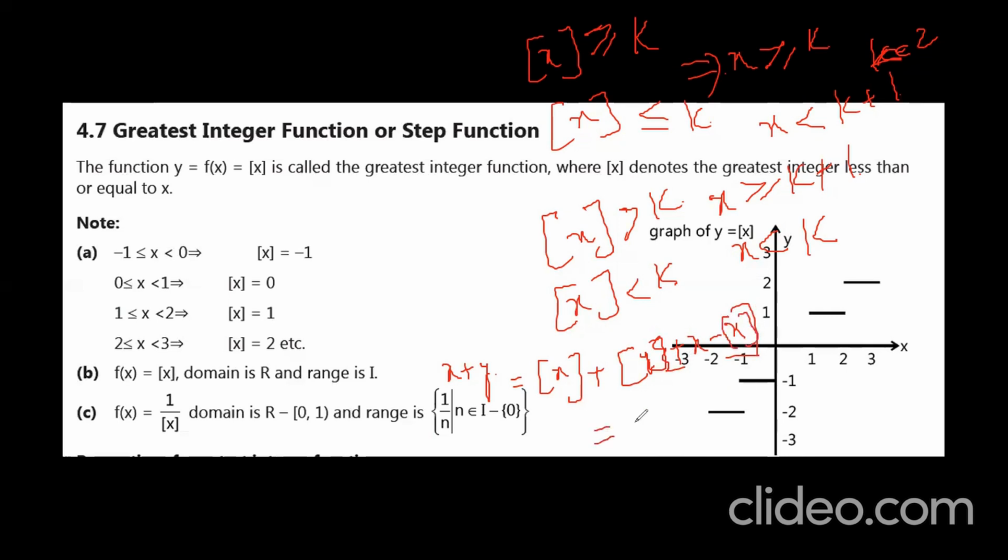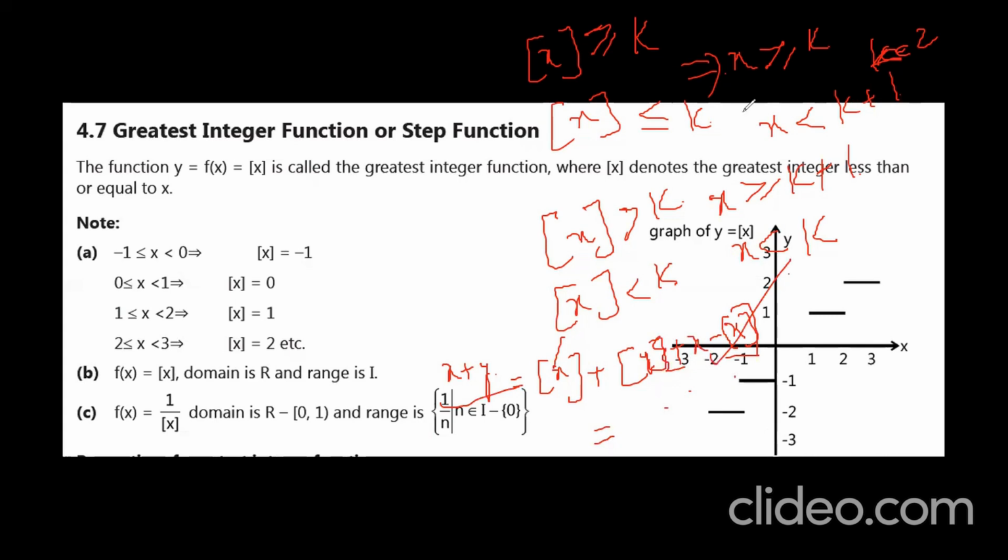Integral part. Then what do I get? I can write this, x plus y, as integral part of x plus integral part of y plus x minus integral part of x. x and y should belong to R. Okay, got it? Very good.